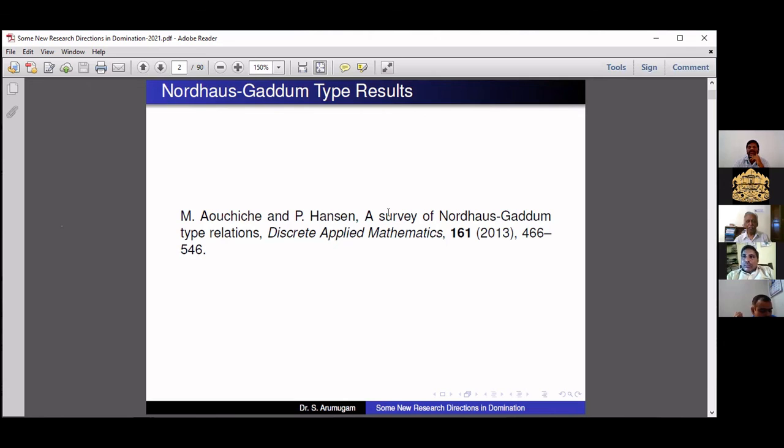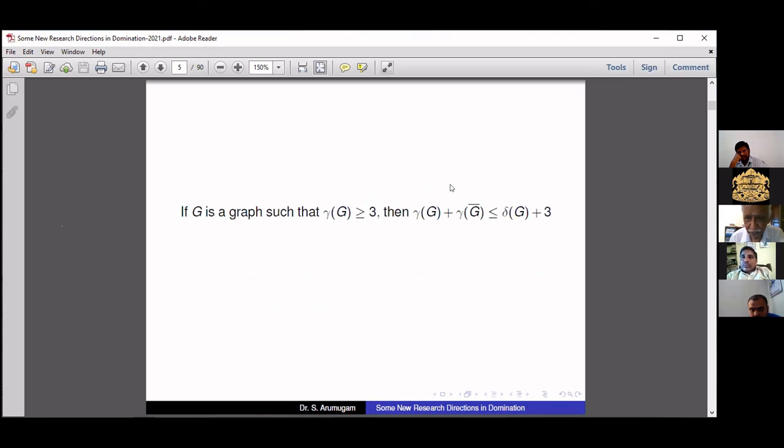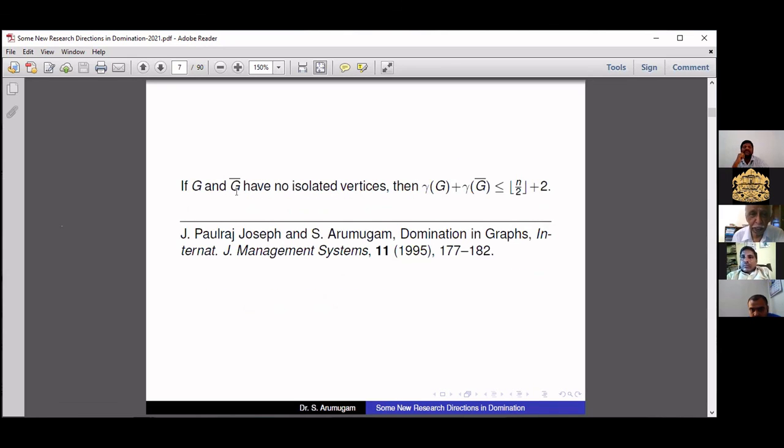I have identified some fundamental unsolved problems using this Nordhaus-Gaddum type approach for domination theory. I started working on some fundamental problems for domination because this is the first known result. Myself and my student substantially improved this result by putting a condition that if both G and G bar have no isolated vertices, the bound can be substantially improved. This was done by my second PhD student, where we proved that if G and G bar have no isolated vertices, gamma plus gamma bar is less than or equal to n by 2 plus 2. So from n plus 1, I brought it down to n by 2 plus 2. A substantial improvement in the bound by putting a small extra condition that G and G bar have no isolated vertices.